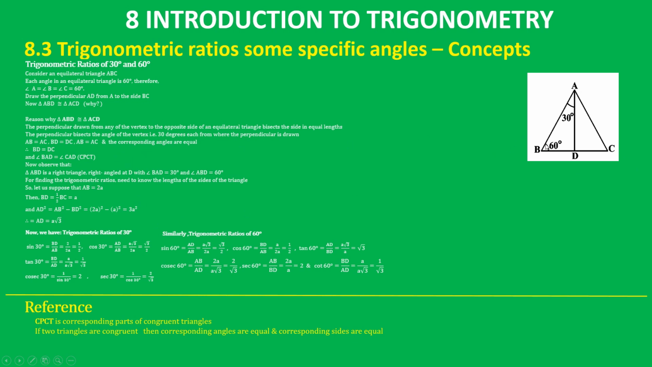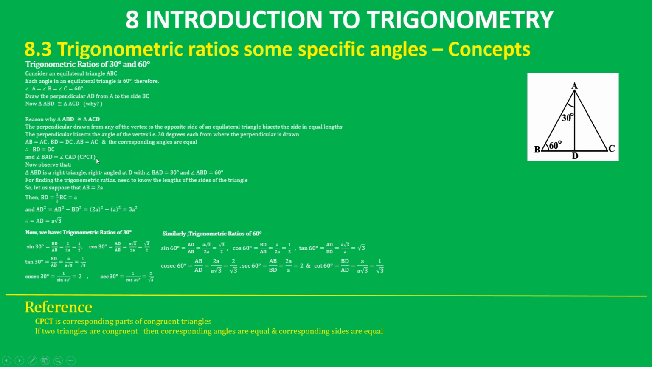What are the corresponding angles? Consider this triangle ABD and ADC. Angle B is equal to angle C. Just remember that, the corresponding angles are equal. Angle BAD is equal to angle CAD. Correct? This angle and this angle are equal.